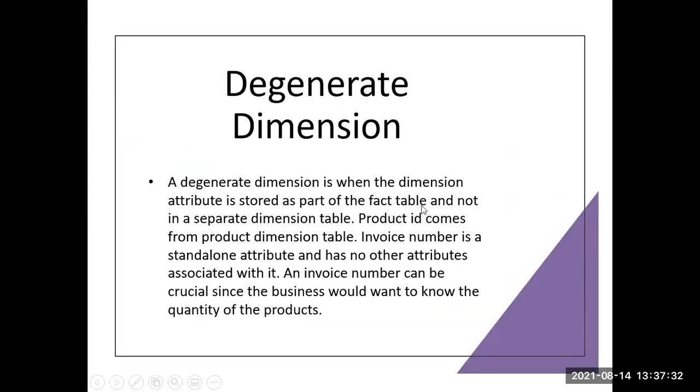What is a degenerate dimension? Now, what is a dimension table? In the dimension table, we are going to have attributes, and how those attributes work, that you have to check. A degenerate dimension is when the dimension attribute is stored as a part of the fact table.